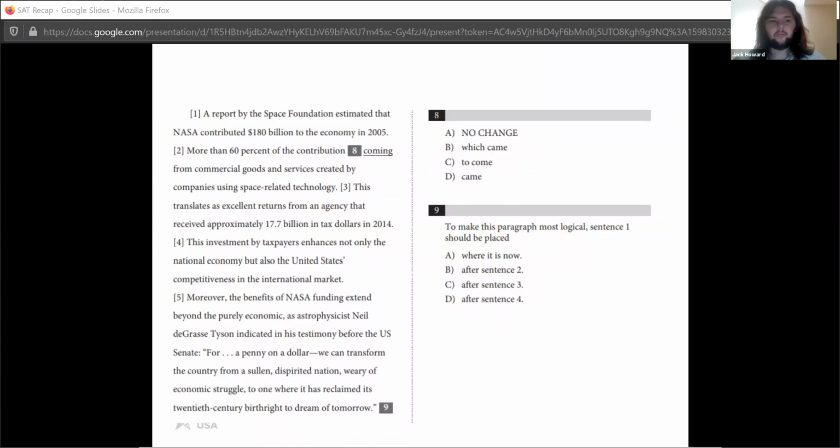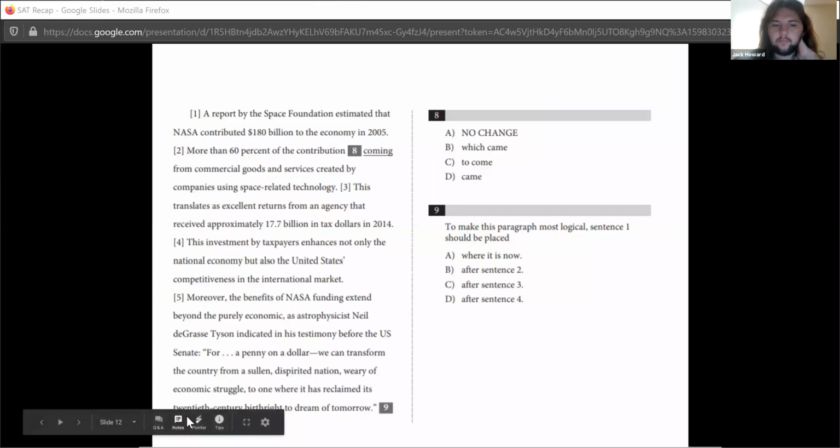So I think it's A as well. Some people have said A. Is it A? Yes, the answer is A for question 9. Yeah. So the way I solved this out was that, hold on.